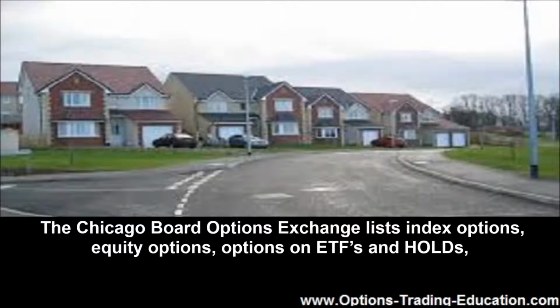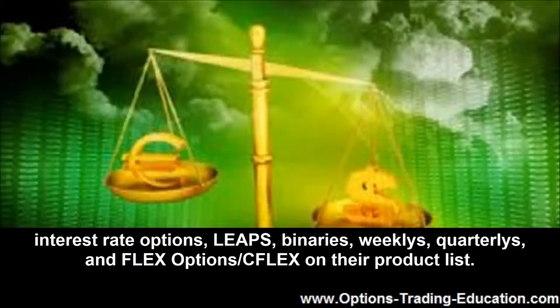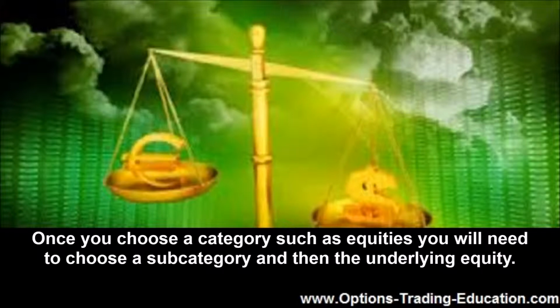The Chicago Board Options Exchange lists index options, equity options, options on ETFs, and holds interest rate options, leaps, binaries, weeklies, quarterlies, and flex options, CFLEX, on their product list. Once you choose a category, such as equities, you will need to choose a subcategory, and then the underlying equity.